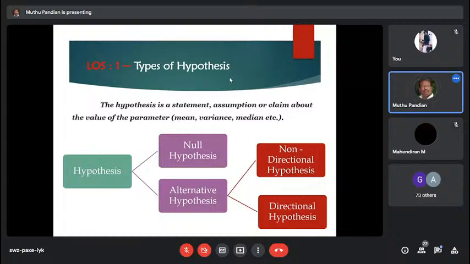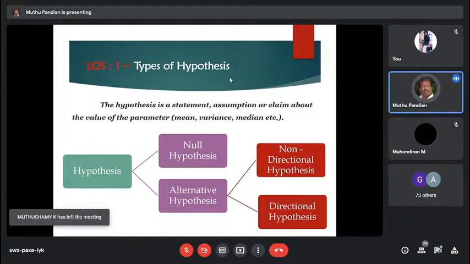Somebody may say that my medicine has more efficacy in controlling a particular disease. How do they come up with this type of conclusion? By using hypothesis testing. When we talk about hypothesis testing, there are two statements: the null hypothesis and the alternative hypothesis.